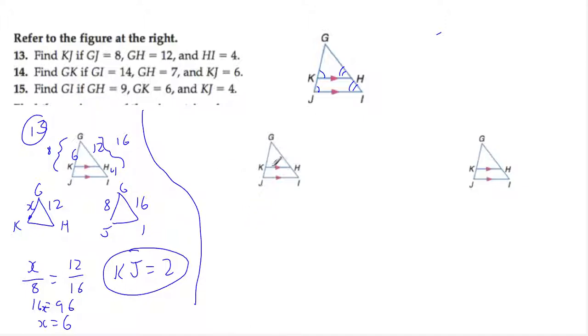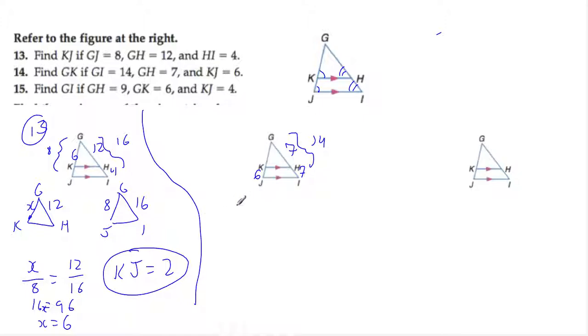All right, so for the next one here, I can see that GH is equal to 7, KJ is equal to 6 this time around, and GI is equal to 14. I want to find GK. Well, again, if GH is 7, the whole side is 14, that means that this distance is also 7.